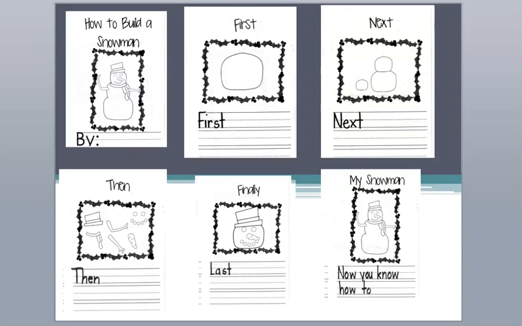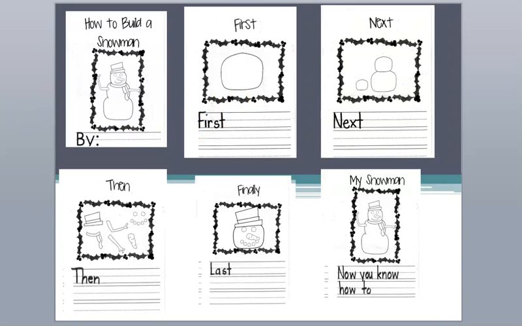And this is a copy of what they would get. I just shrunk it down, but everybody would get their own paper and each step's on one page. So it is how to build a snowman. What do you do first, next, then, last? Now you know how to. The idea was for them to already have the pictures done for them, so they don't have to think too much about the pictures, just talking about the words at first.